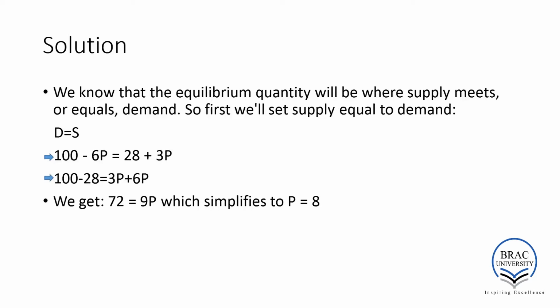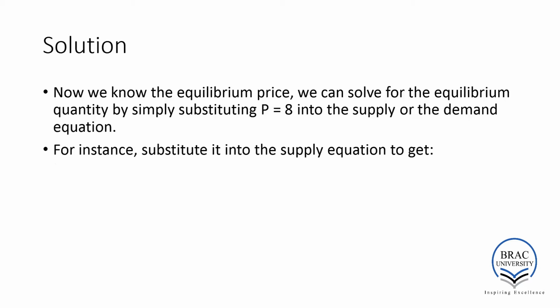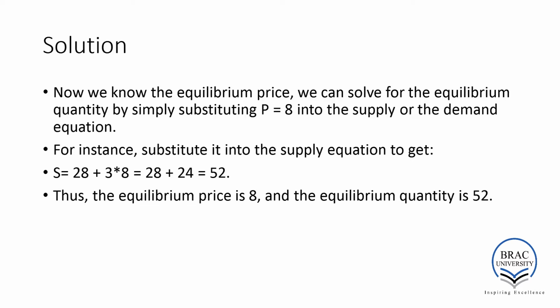So P is our price of computers. So this is our equilibrium price. Now, how do we calculate the equilibrium quantity? We can solve for the equilibrium quantity by simply substituting P equals 8 into the supply or the demand equation. For instance, let's substitute it into the supply equation. And that's how we can get the equilibrium quantity.